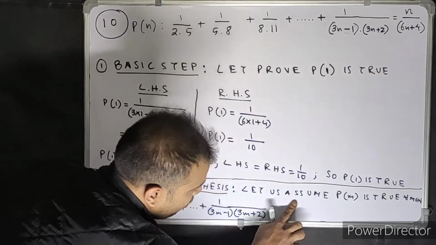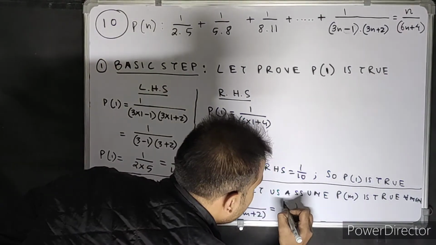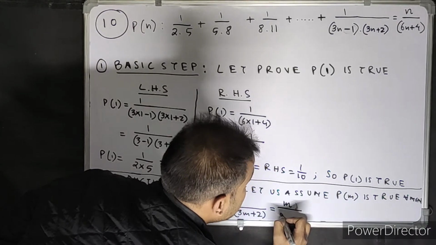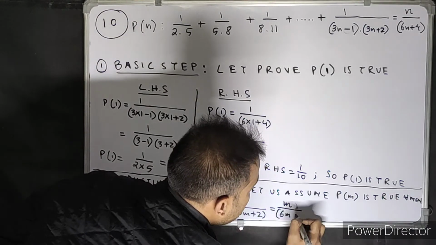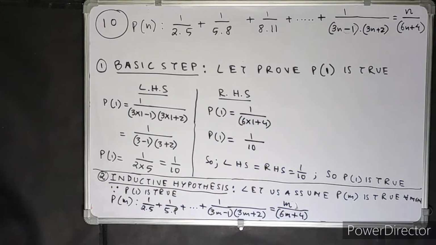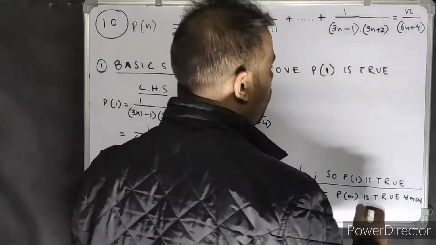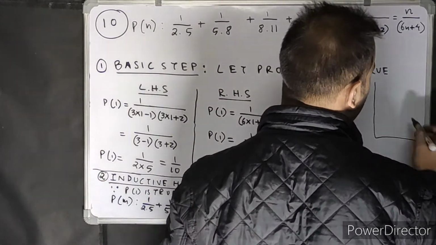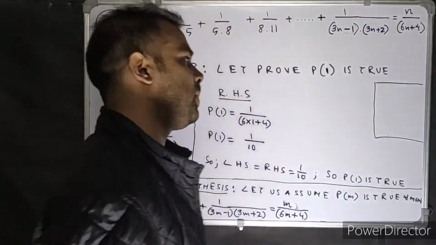Sorry, that's not m. I don't know what alphabet that was. Okay, m. Then 6m plus 4. So that's your second step and it's over. Now for the third step, you will have to know what your RHS, what your answer is supposed to be.